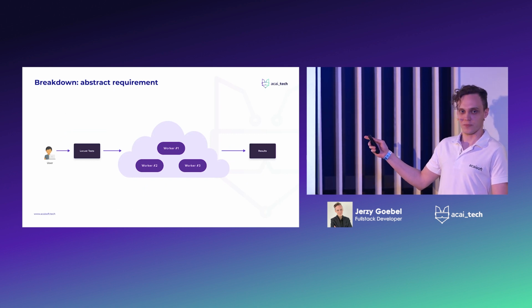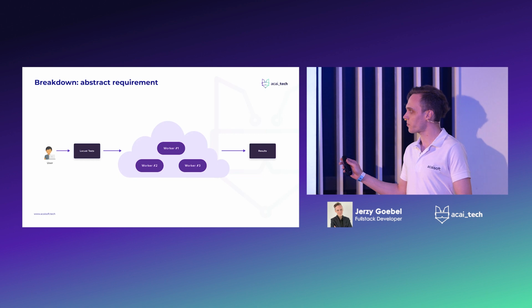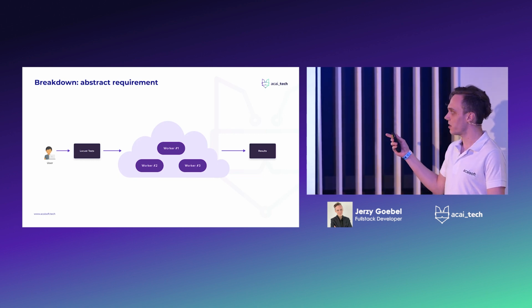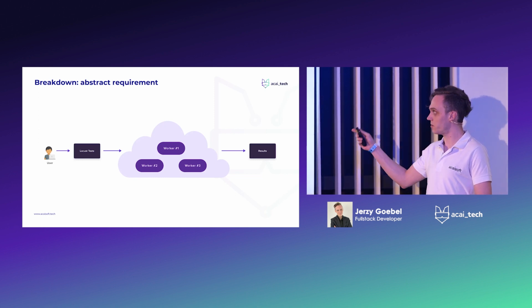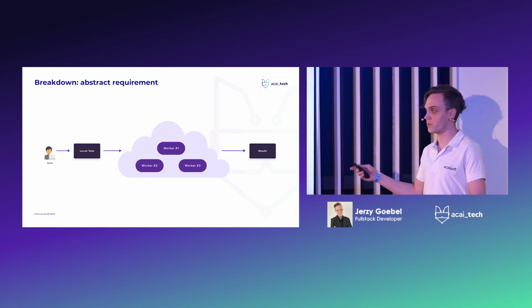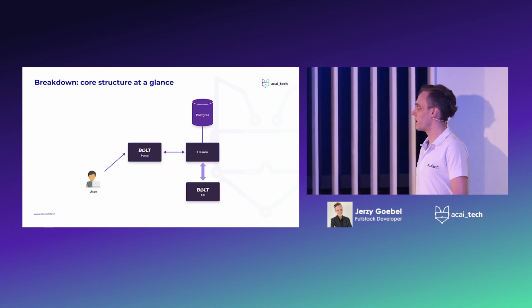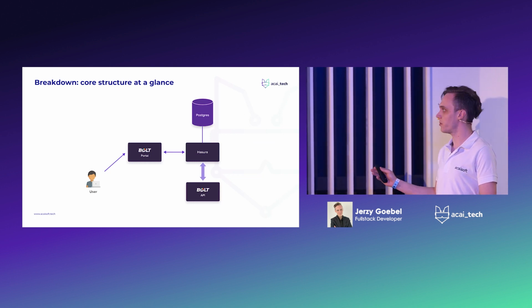This is the breakdown and the abstract requirement from the bird's eye view. We have a user on the left that puts Locust tests. Then these tests are going to be performed in the cloud among the various workers. And then that gives us the results. So this is the core structure at a glance. This is super basic stuff.